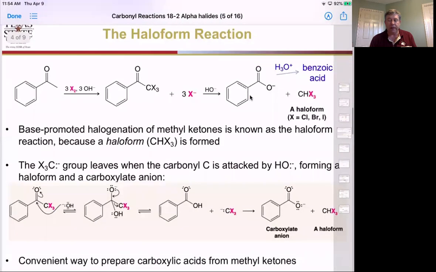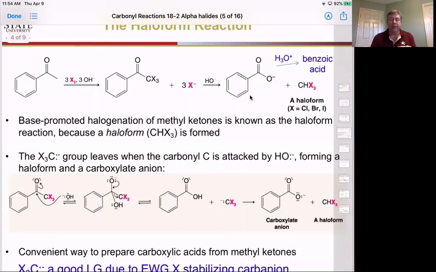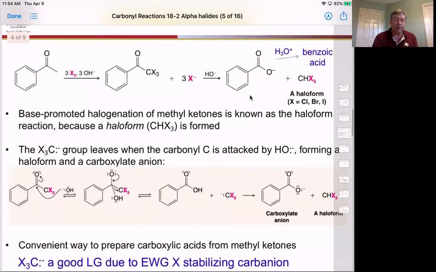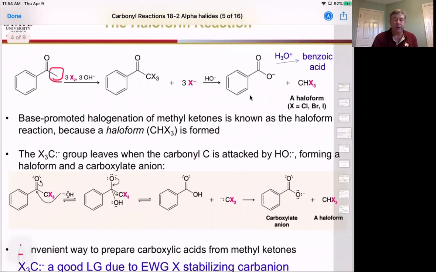Well, one way we can do that is in a reaction called the haloform reaction. In a base-promoted halogenation reaction, we can take any methyl ketone right here and convert it into a carboxylic acid. Now, the way this works is that, using the base catalyzed halogenation at that alpha position, we can replace the first hydrogen, the second hydrogen, and the third hydrogen. Once we get 3 halogens on this carbon here, it actually becomes a very good leaving group because all the electron withdrawing of the halogens allows it to be displaced as the anion, okay?